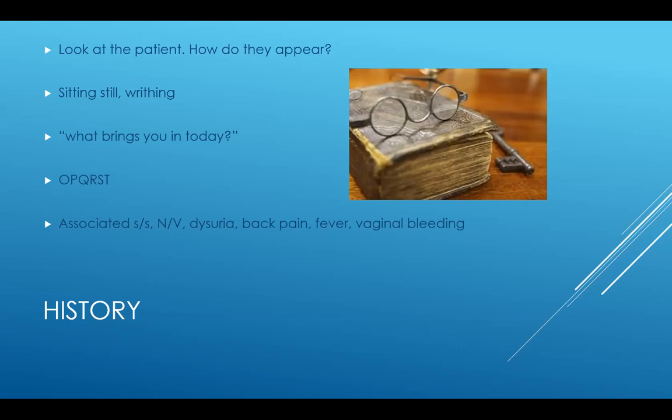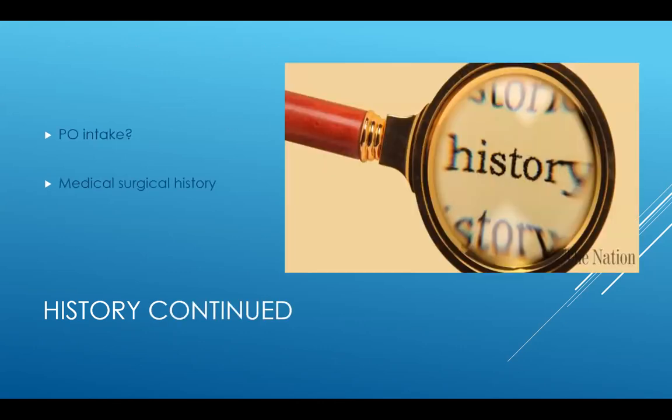And then associated signs and symptoms. So is it associated with nausea and vomiting? Is it associated with dysuria, vaginal bleeding, back pain, fever? Any of those things are all going to help strengthen our case and start to winnow our differentials. So as we continue the history here, are they able to tolerate PO food and fluid? This is a very important question, particularly with pediatrics, but really everybody. And then are the signs and symptoms worse or better with food intake? That tells us where in the gastrointestinal tract we might find this problem.